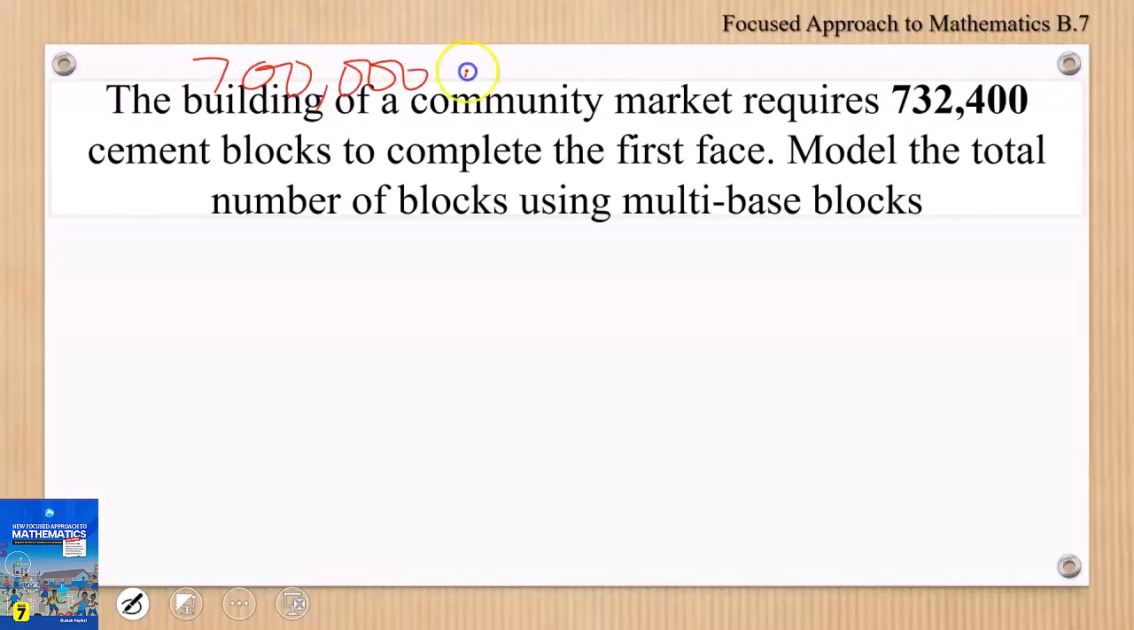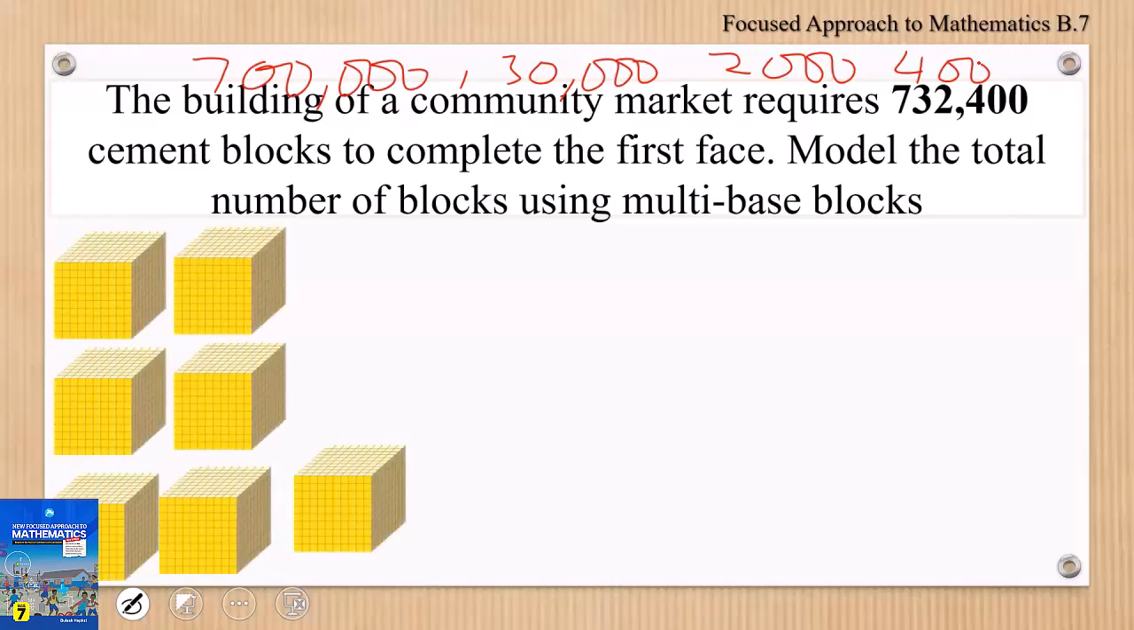Then we also have 32,000, which means that we have 30,000, and then 2,000, and then we have 400. So all this put together will give us 732,400. And so it means that, starting from the left, we need to have 7 of the 100,000 blocks. That will give us 700,000 because we said that every block here is 100,000. So we have 700,000 blocks.